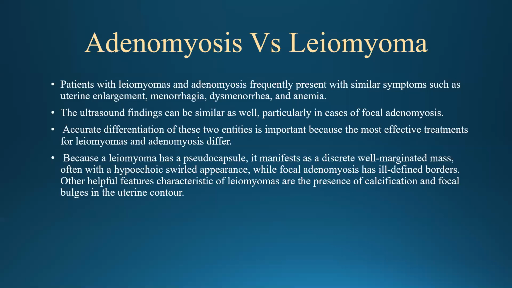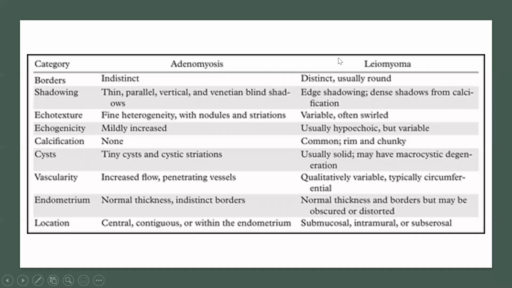Because the leiomyoma has a pseudocapsule, as I showed you before on this color Doppler image and the 2D image, it manifests as a discrete, well-marginated mass, often with a hyperechoic swirled appearance, like the onion. While focal adenomyoma has ill-defined borders. An often helpful feature characteristic of the leiomyoma is the presence of calcification and the focal bulges in the uterine contour. I'm going to show you here a very important table. This table will help you to differentiate between the adenomyosis and the leiomyoma.